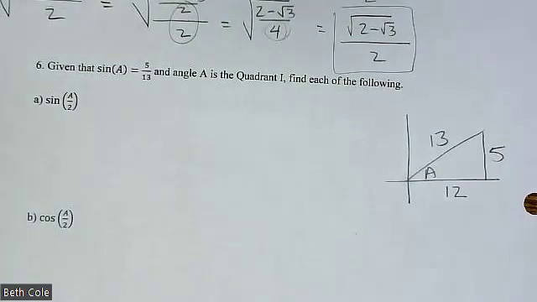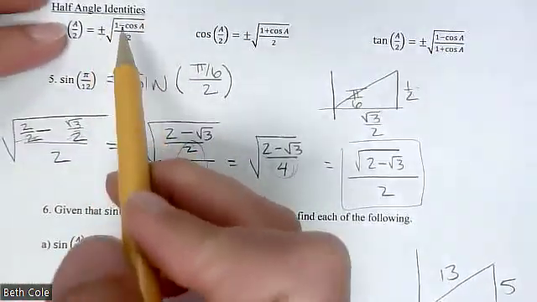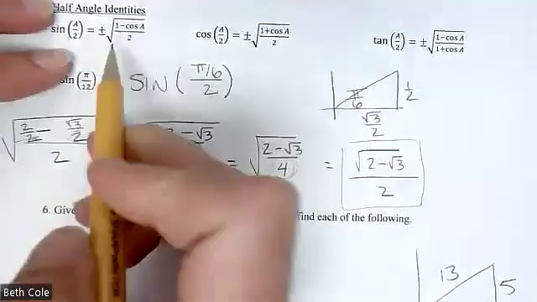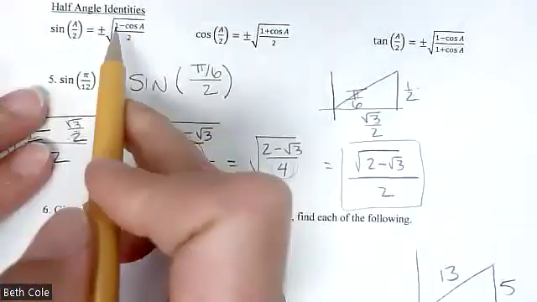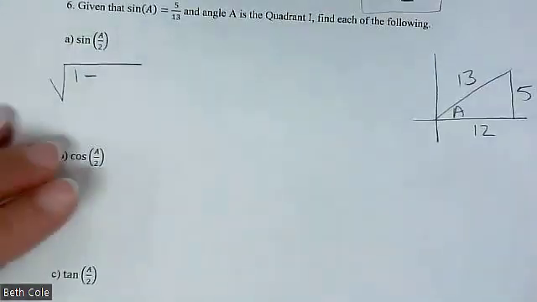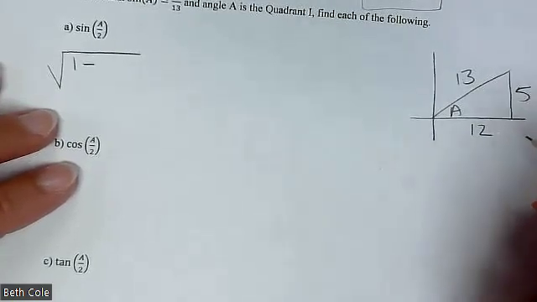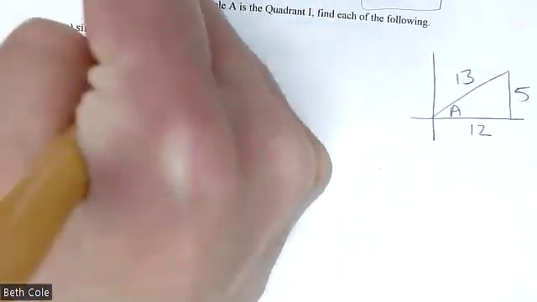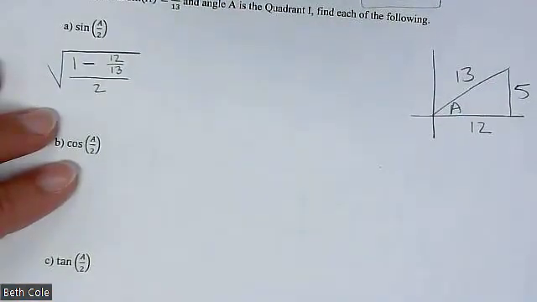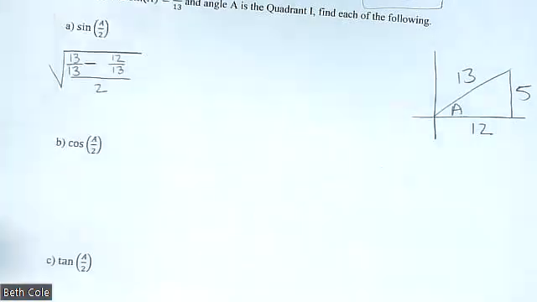All right, I'm gonna have to move the paper up and down to see this, so you can just look at your paper. So the first one, sine. You're gonna draw square root of 1 minus what? You gotta read along with me here. 1 minus cosine. All right, so cosine for this picture would be what over what? What number over what number? Good, 12 over 13. And then that whole thing is over 2.